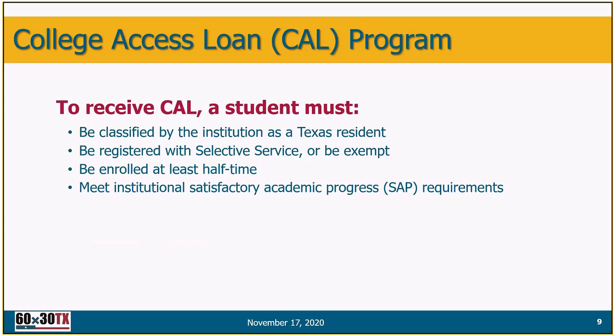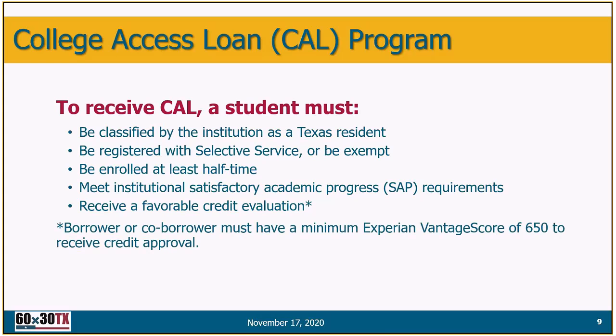If the student's not meeting their SAP, there is the possibility that the institution can have the student appeal, and if you approve it, then you can choose to allow the student to get the CAL. But that is, again, an institutional policy and process. And then lastly, in order to receive the CAL, the student does have to have a favorable credit evaluation. And what that means is that either the borrower or the cosigner has to have a Vantage score through Experian. The minimum is 650, and then they will be approved. And we do see a lot of students apply with cosigners either because of their age or whatnot. So that is pretty typical.